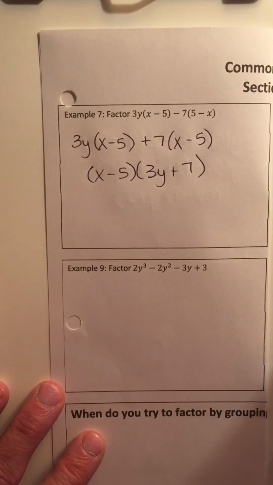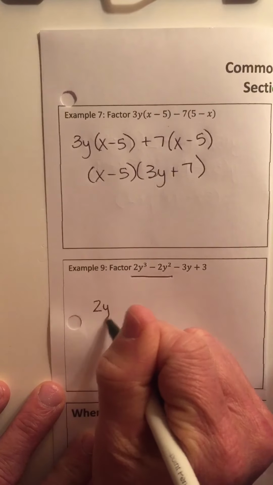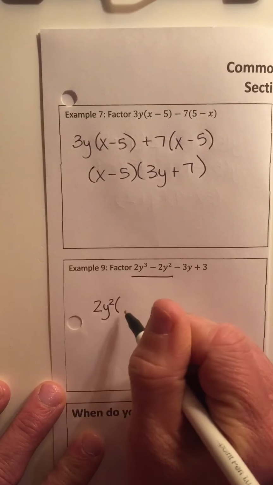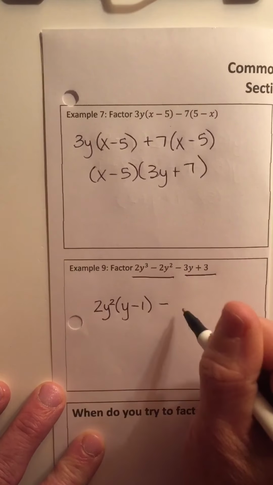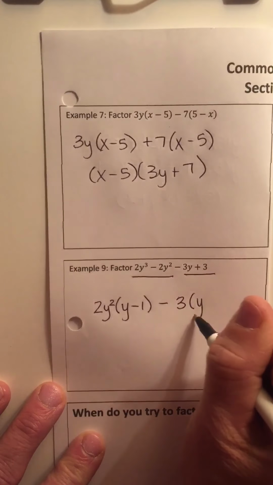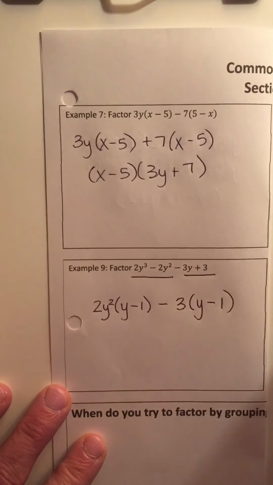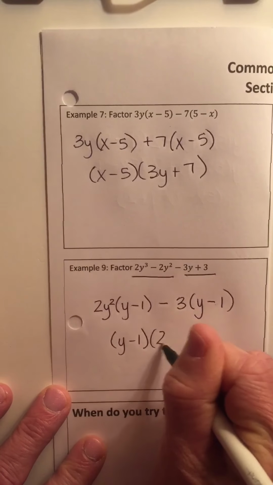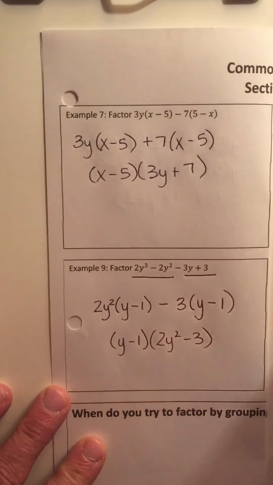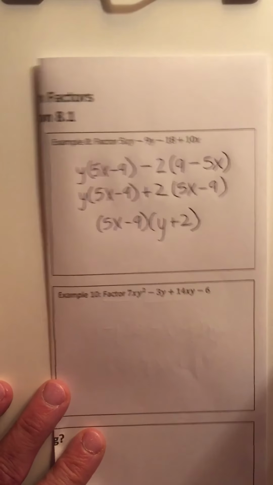Example 9. Look at the first two terms and what can be factored out. Just looking at these two, we can factor out a 2y squared times y minus 1 minus, now look at these terms, we can factor out a 3 times y, yes, it will match, minus and minus makes it plus 3 when we multiply. They both have a factor of y minus 1 times 2y squared minus 3. Careful with your signs.